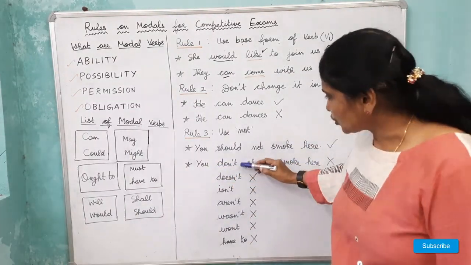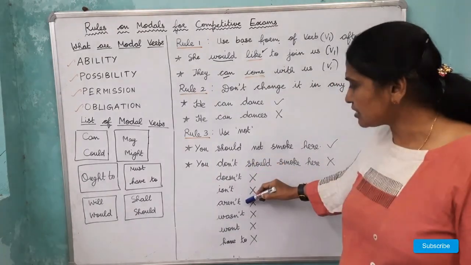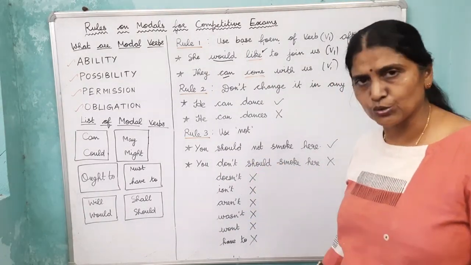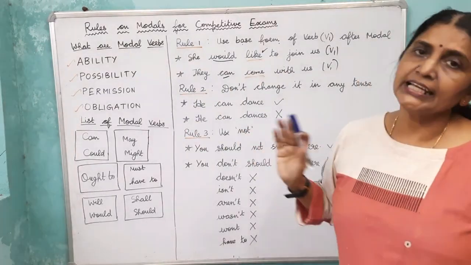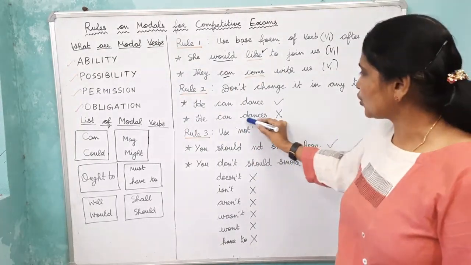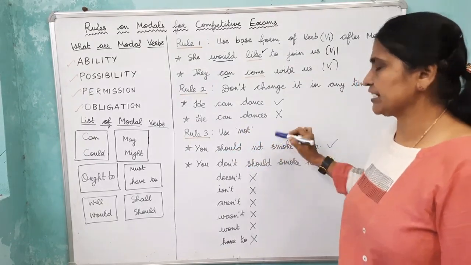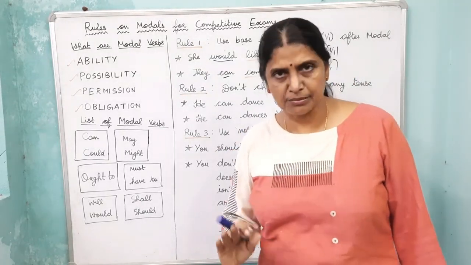So you should not use don't, doesn't, isn't, aren't, wasn't, won't, or have to before or after the auxiliary verb. So you have to use only not after the auxiliary to express a negative statement.